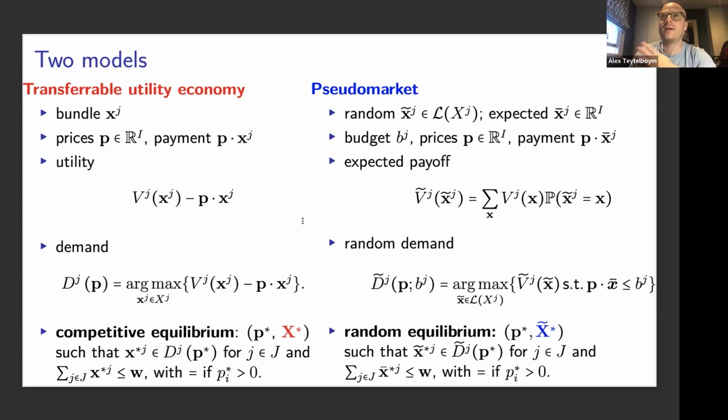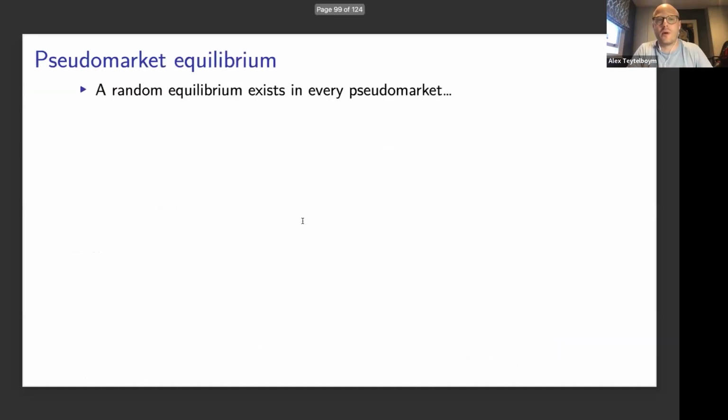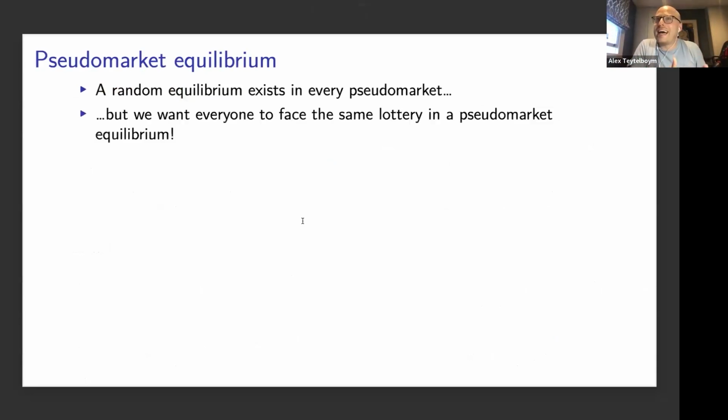What have I done? You've taken an economy that, in Ravi's words, was not convex, and you've convexified it by allowing agents to have lotteries. So you've taken an economy with problems, and you've seemingly got rid of all problems, right? Because now this economy is nice and convex, and in general, that random equilibrium will exist. So, by a fairly straightforward argument using Kakutani's fixed point theorem, a random equilibrium exists in every pseudo market. But remember, that's not enough, right?